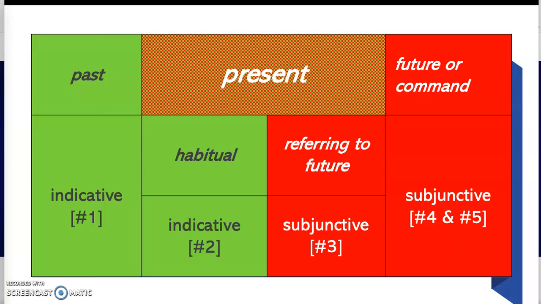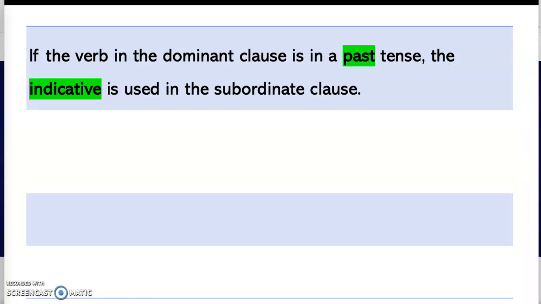Let's break it down. We have past, present, future. That refers to the tense. And then we have indicative versus subjunctive. I'm going to break it down for you, and then the table is going to make more sense.